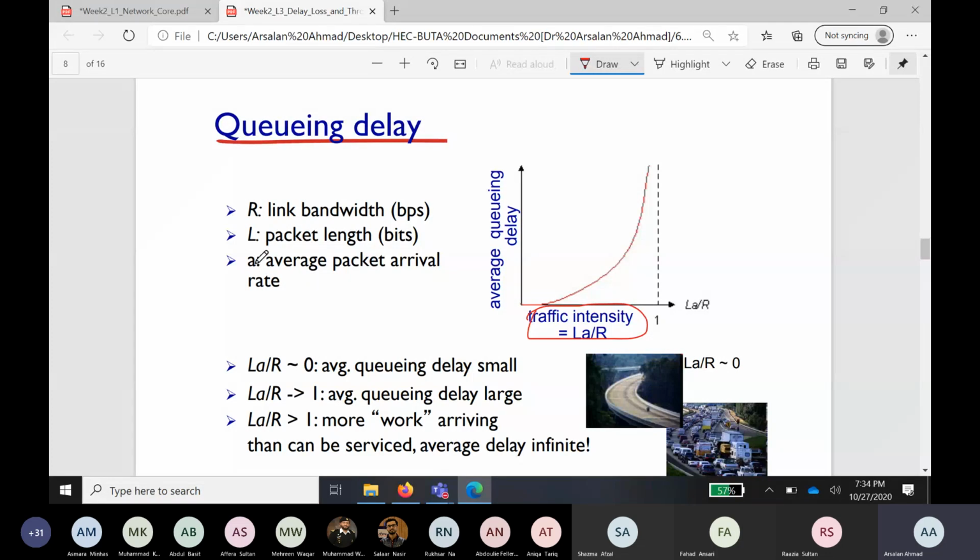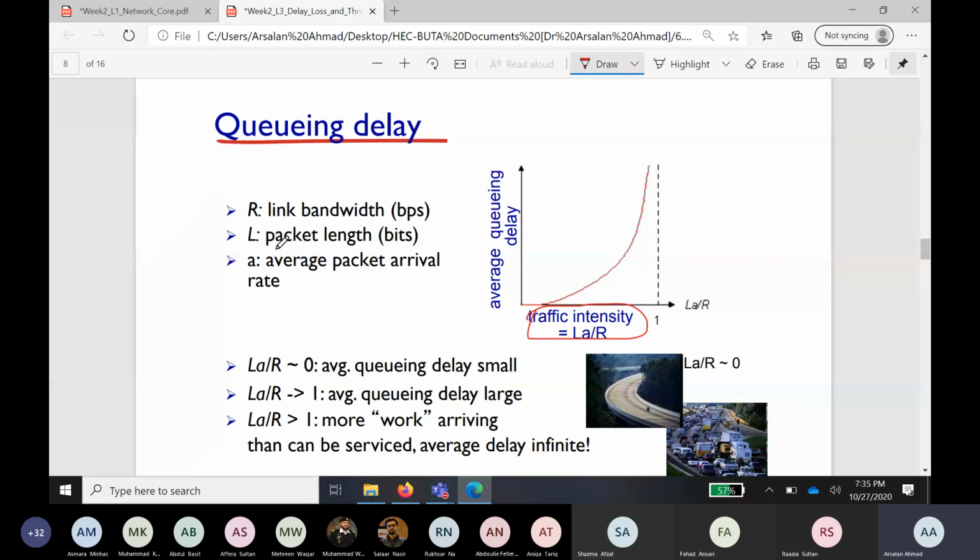If you notice, R we have before. R is the link bandwidth in bits per second. L we discussed. It's the packet length in bits. A is the average packet arrival rate. So LA by R is something which is calculated over some period of time, over some minutes, some hours, even more than that. LA by R is something which is being averaged out over some period of time. It's not something instantaneous, right?